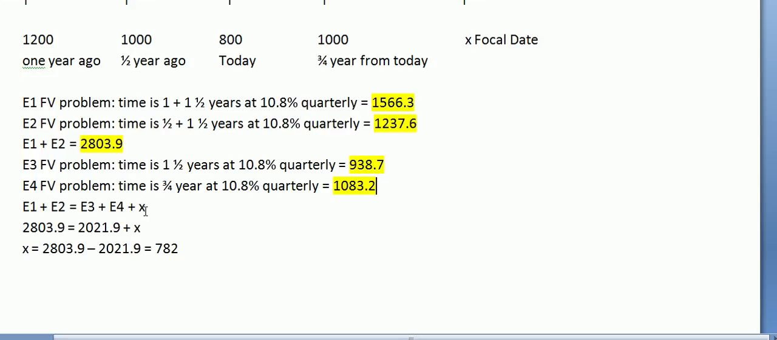So now we need to find X, which is the balance payment, to make your debts equal your repayments. So on the left-hand side we have E1 and E2, which we already found was 2803.9. That equals the sum of E3 and E4 plus X. So here's E3, E4, all at the focal date, plus X. So X equals the difference between 2803.9 and 2021.9, which is 782. So you would need to pay an extra $782 on the focal date to balance off the repayments.